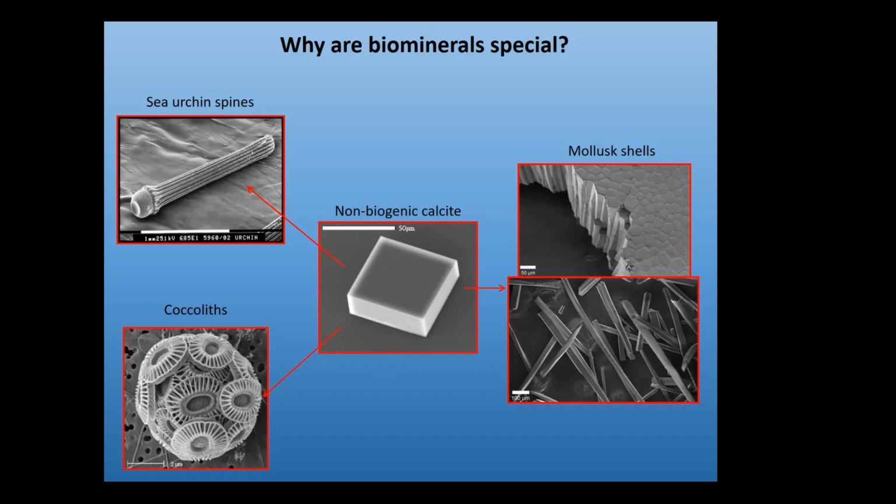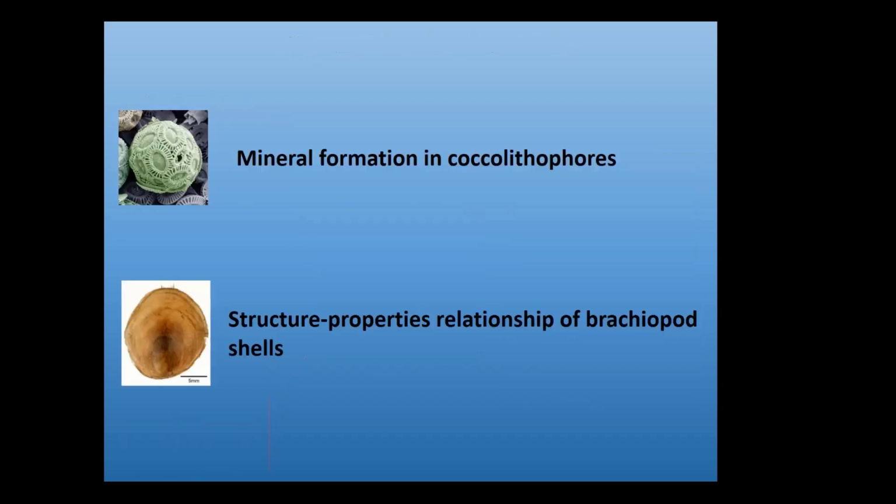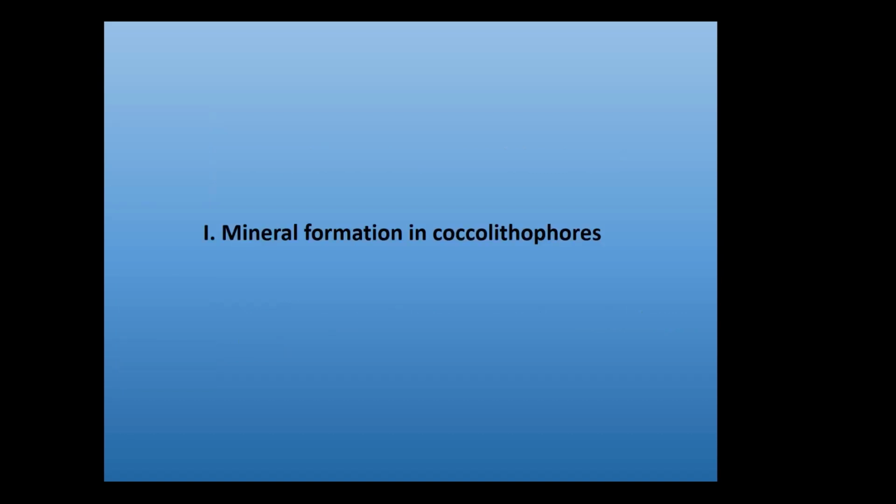And how that comes together creates the material that you see. So I'm going to discuss the work that I've been doing in these two different systems: the coccolithophores, where I've been looking at the mechanisms of coccolith formation, so the formation of calcium carbonate by the cells, and then the brachiopod shells, where I'm looking more into the structure and how that relates to the properties. And I'm going to show why that is interesting. It's actually a very interesting material to study. So let's first talk about coccolithophores.